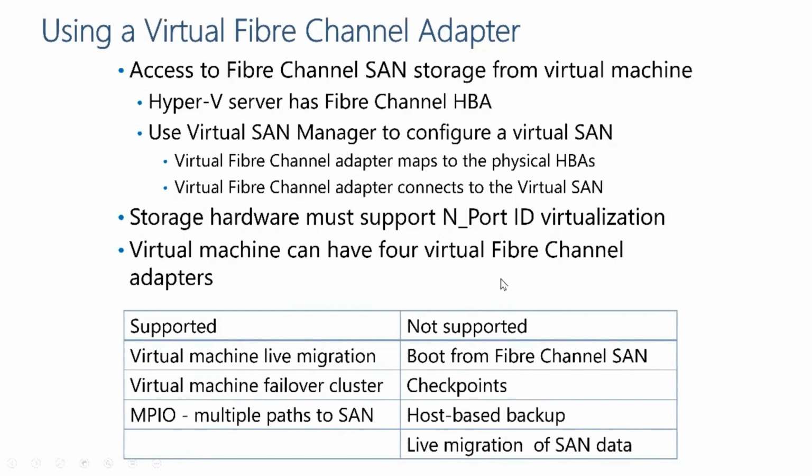So the virtual machine can have up to 4 fiber channels. Okay, so supported virtual machine for live migration, virtual machine failover cluster. If you want to compare to what we know, vMotion, high availability, it's just Microsoft's names for the same type of things. There's also MPIO, multipath input-output, multipath to the SAN, which allows for multiple redundant paths.